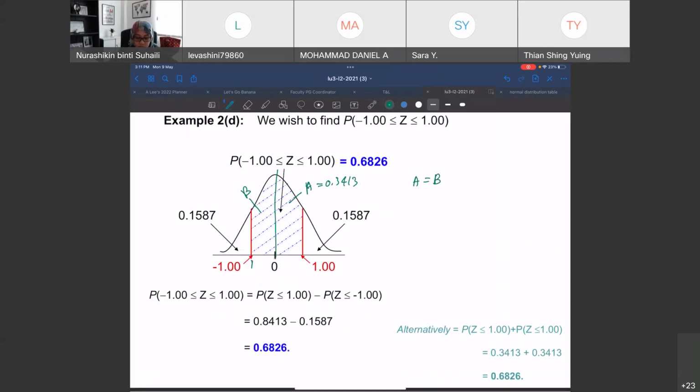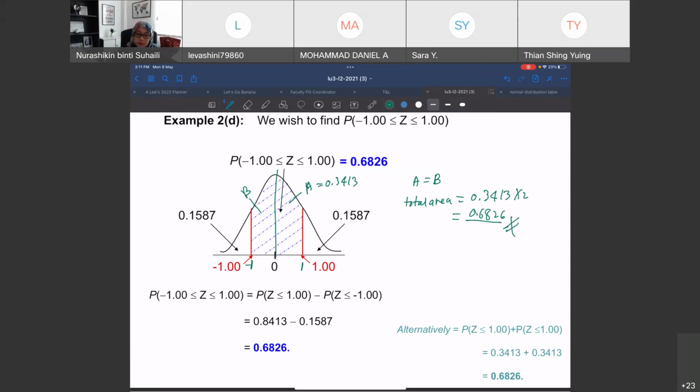This one is from -1 to 1. So it should be the same. The total area is equal to 0.3413 times 2, which is 0.6826. So it's the same. The workout is different.